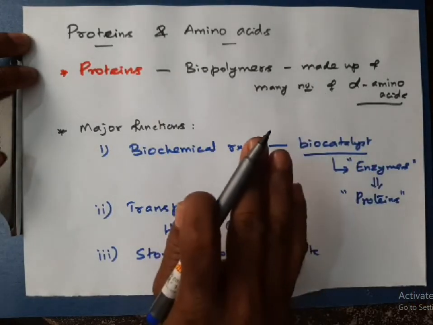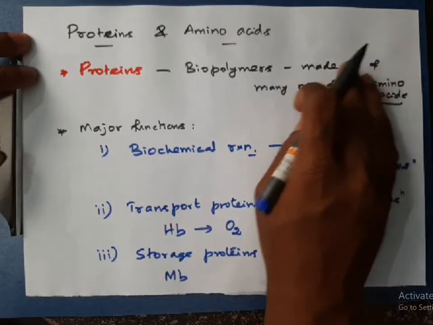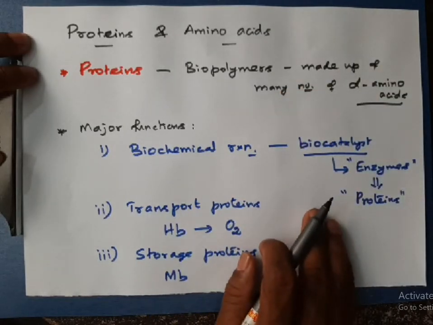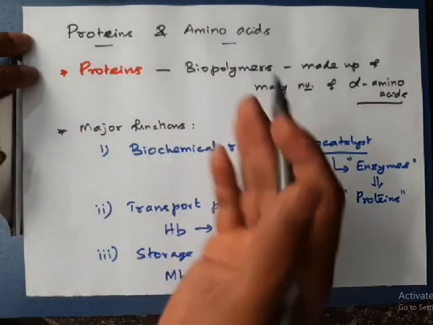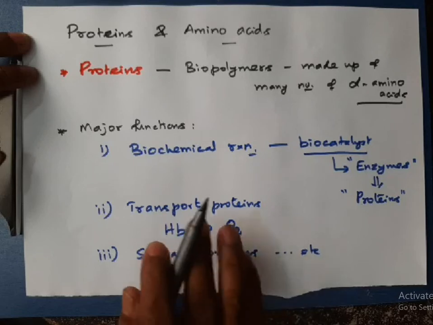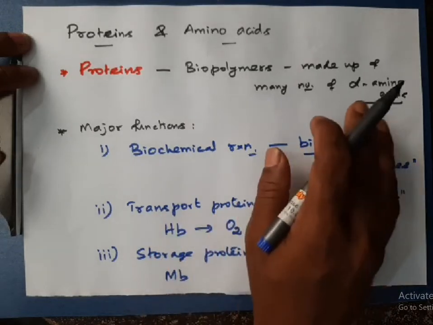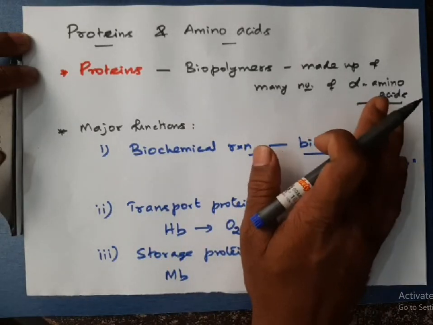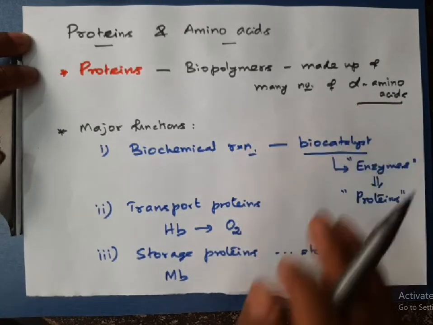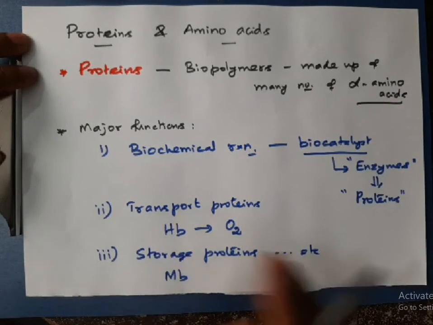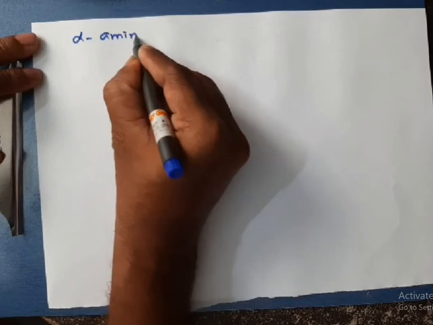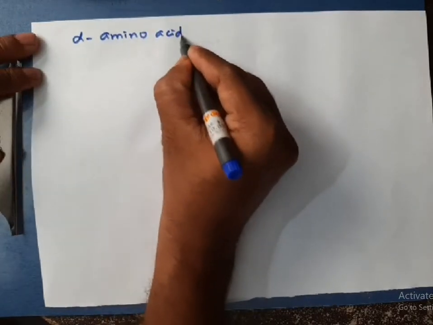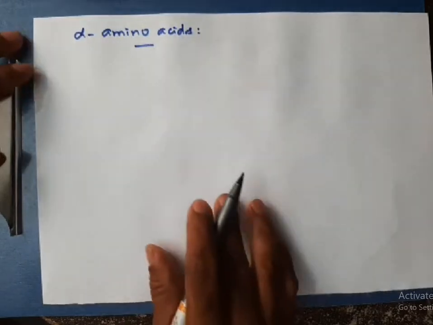So what I'm going to do is first discuss alpha amino acids, and which alpha amino acids are present in proteins, animal protein as well as plant protein. Then after that I'm going to discuss some of the important properties of alpha amino acids. So we'll start with the alpha amino acids.